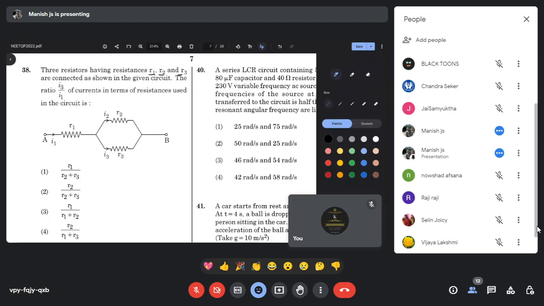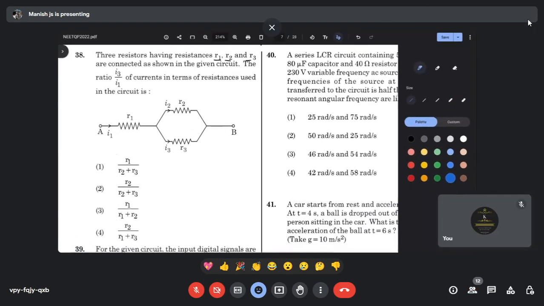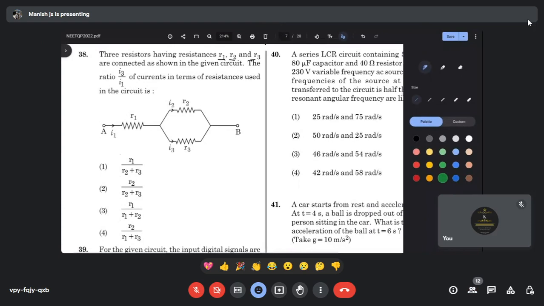So direct relationship also is fine. You can use the relationship and then tell me. So here you have a node or a junction. Here also you have a node or a junction. So these two are a parallel combination. R2 and R3 are in parallel.